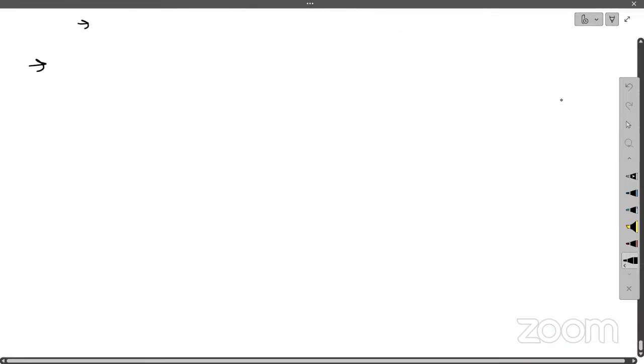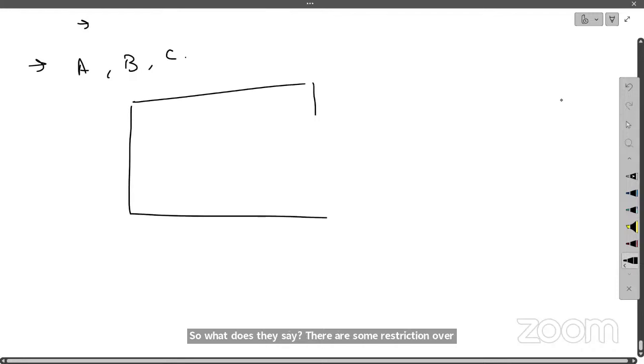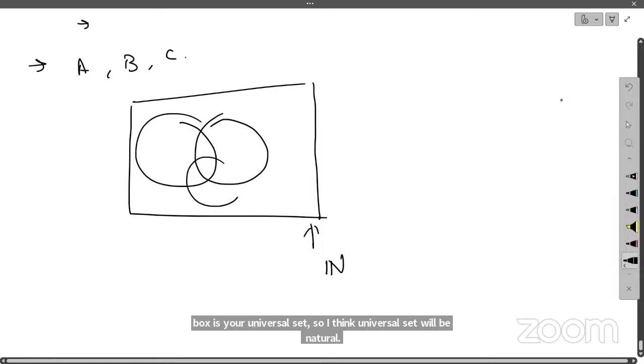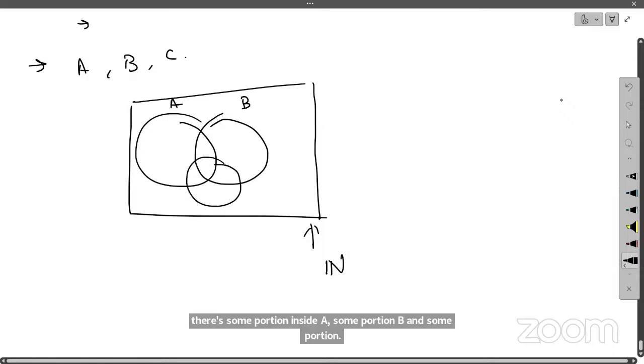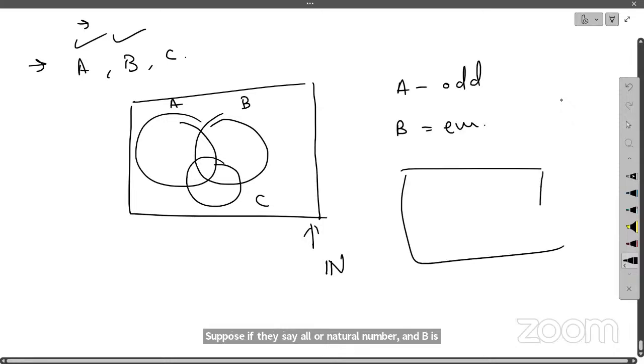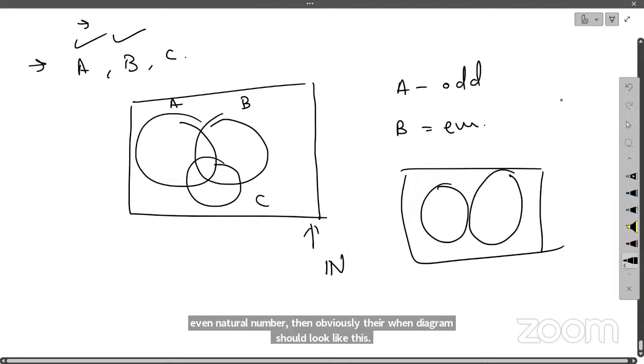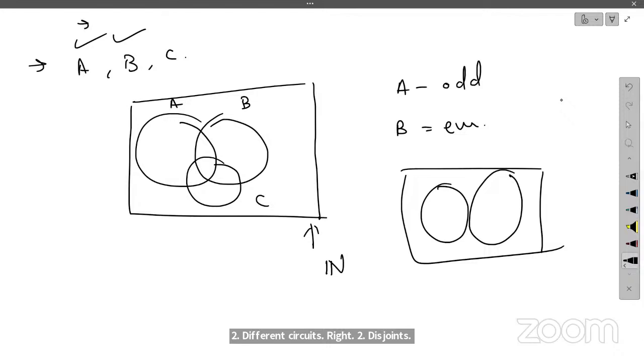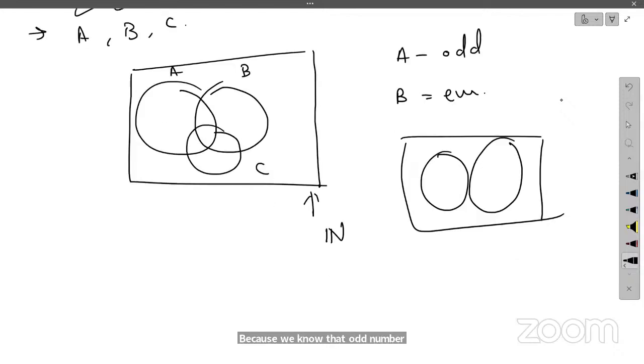So what do they say? There are some restrictions over A, B, C. Suppose this is your Venn diagram, so this box is your universal set, which I think will be the natural numbers. There is some portion inside A, some inside B, and some inside C. You have to judge which numbers come into both. Suppose A is all odd natural numbers and B is all even natural numbers, then obviously their Venn diagram should look like two disjoint circles, because an odd number cannot be an even number.